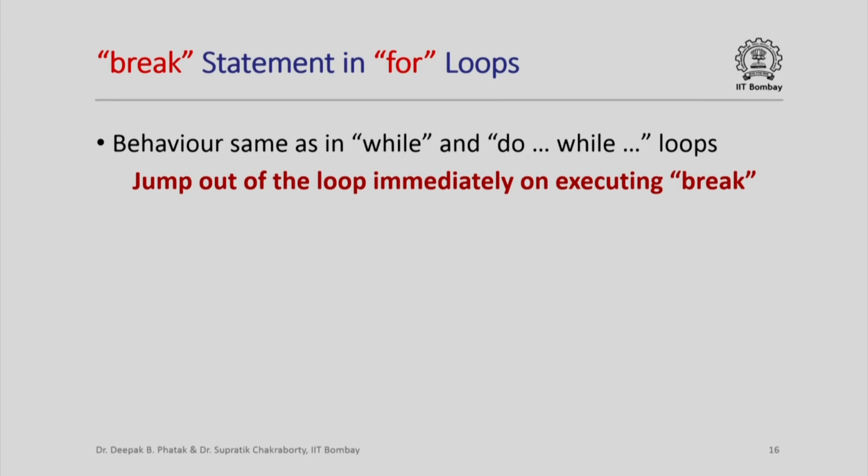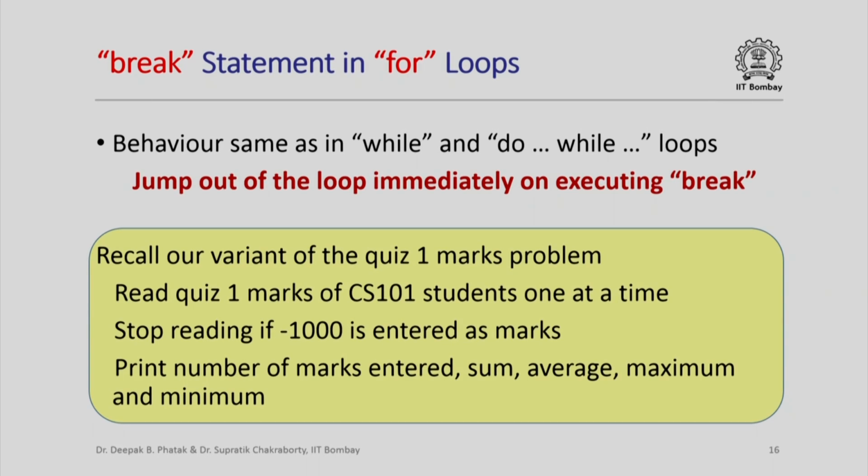Now, recall our variant of the quiz 1 marks problem that we had once again seen earlier. In this variant, we said that we are not going to specify how many students there are in CS101 to begin with, but we will continue reading marks of CS101 students one at a time, and if at any point of time we see minus 1000 as the marks, then we know that we must stop reading now, and we can then print out the number of marks entered, the sum, average, maximum and minimum.